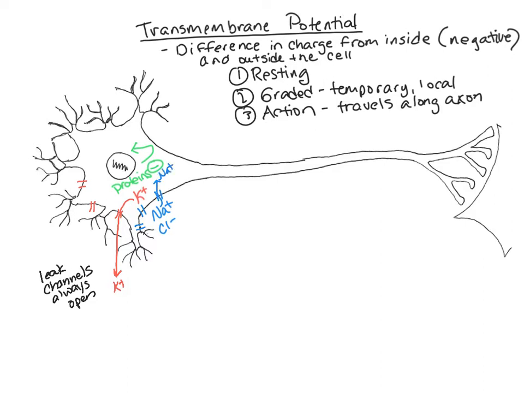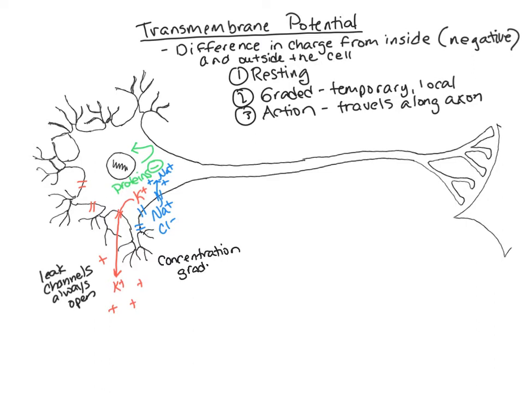Both sodium and potassium carry positive charges, so when potassium diffuses out of the cell, it carries positive charges with it, and when sodium diffuses into the cell, it also carries positive charges with it. It's the concentration gradient that drives potassium out of the cell and sodium into the cell through those leak channels.